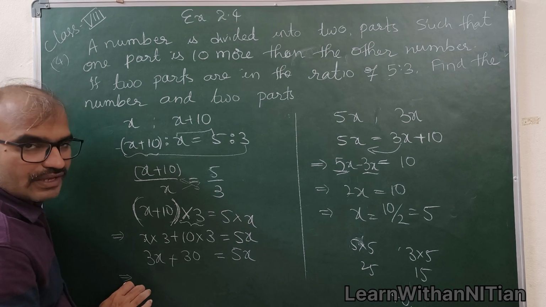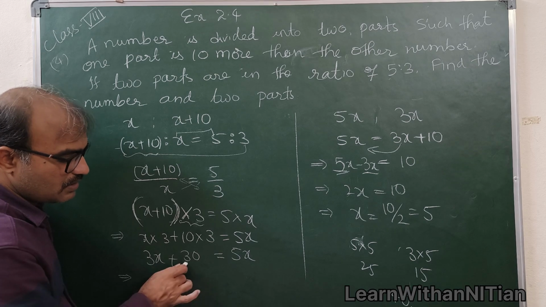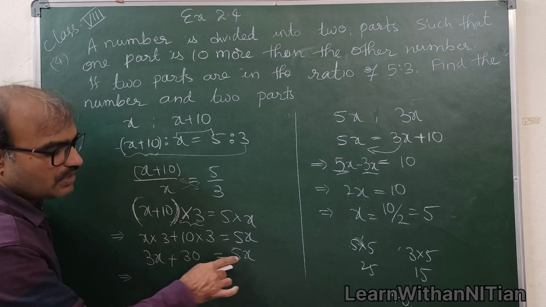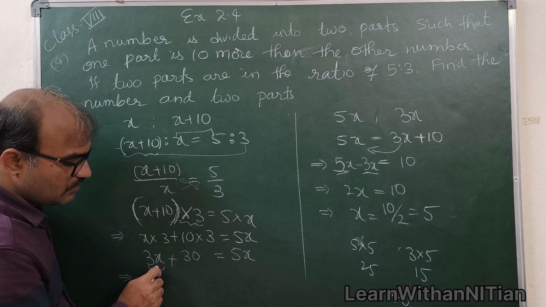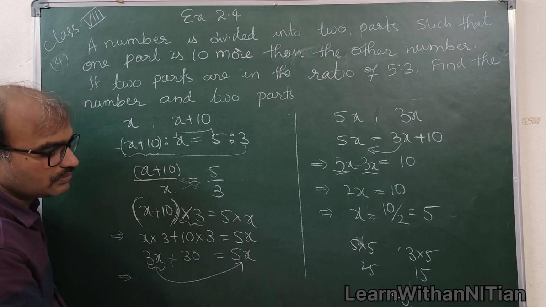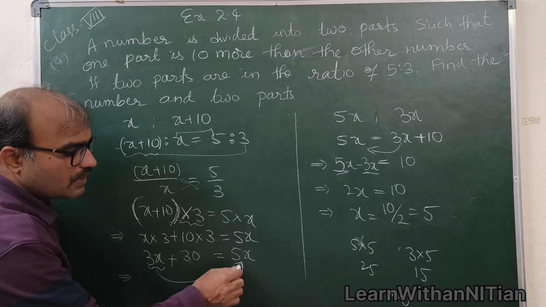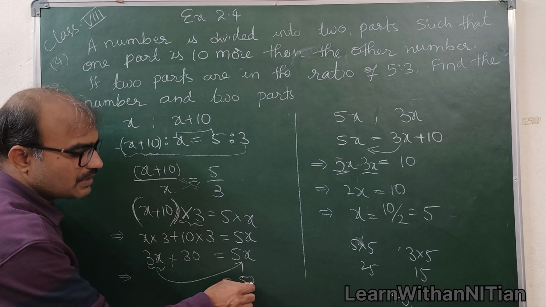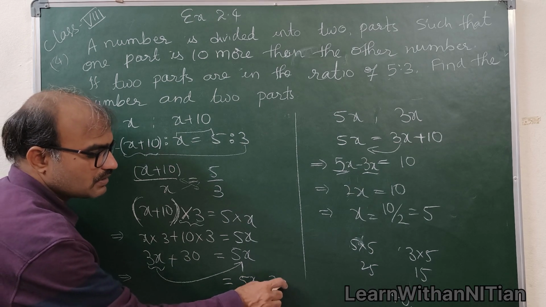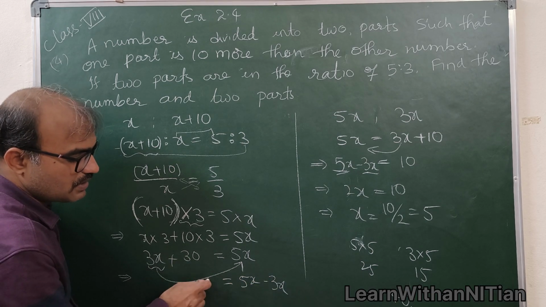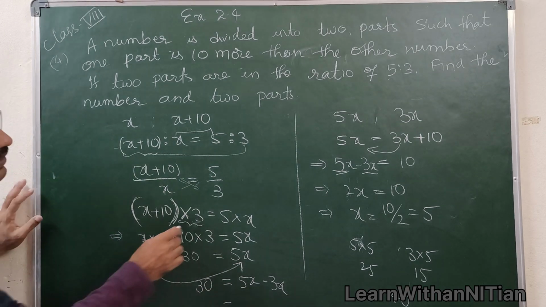Now all variable terms on one side, constants on the other side. Here constants are available, here a variable term is available, and here a variable term is available. So better we take 3x now to the right side. Whatever variable is available on the right side, write as it is. You are taking this 3x from left to right, so write minus 3x. The constant is on the same side, so write as it is.